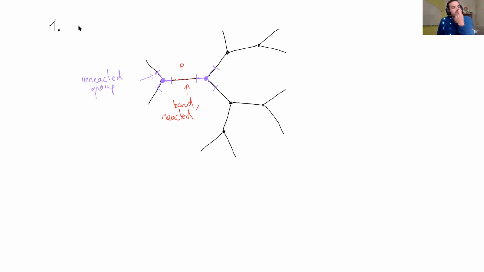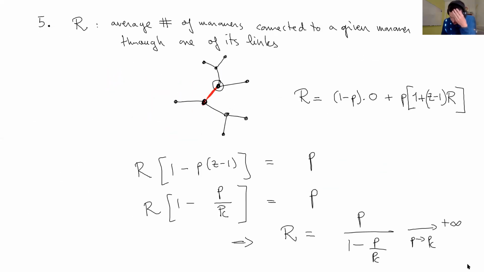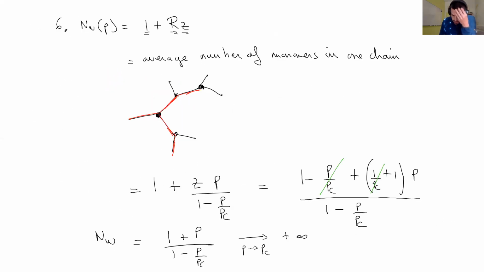But now I will be interested when I have a given molecule, let's say this one, this red molecule. Well, we see on this drawing that there are red parts and black parts. Let me even color the black parts like that. So you have 1, 2, 3, 4 unreacted groups.